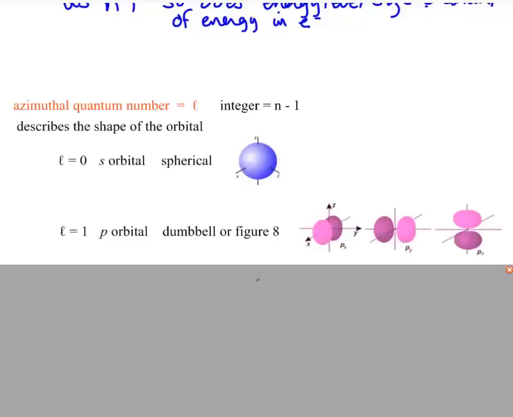When we move up to l equals 1, we have a p orbital. A p orbital is a dumbbell or a figure 8. We are essentially doubling our sphere, or putting a waistband on our sphere. The complexity of the orbital shape increases.